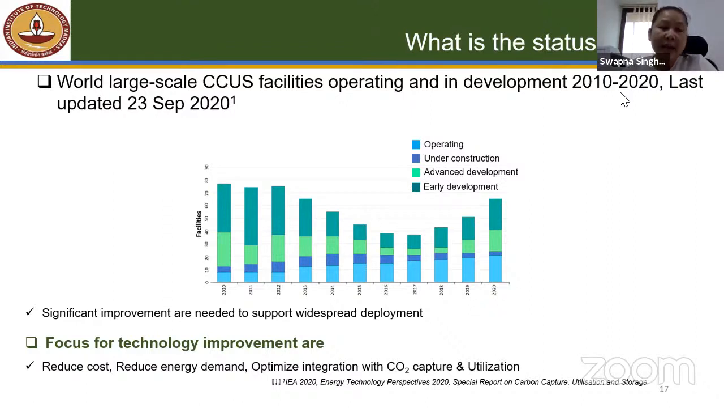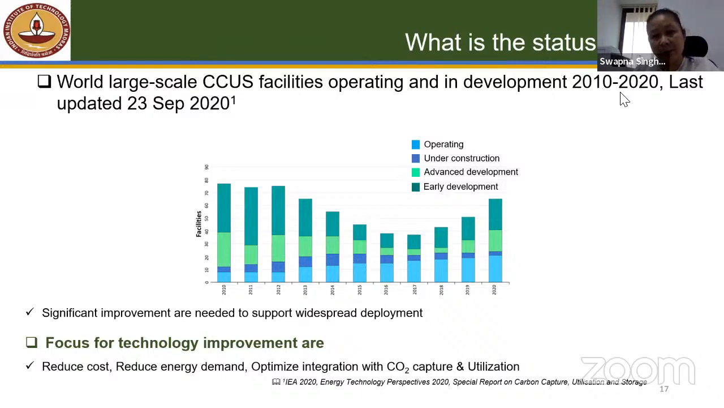I think it's kind of policy. So we have to focus on technology improvement: how to reduce the cost, reduce the energy demand, and whether CO2 capture can be integrated with utilization. If we can utilize CO2 to produce some value-added product, then it will be very good. So these are the technologies we need to focus on to support widespread deployment of CCUS facilities in the world.